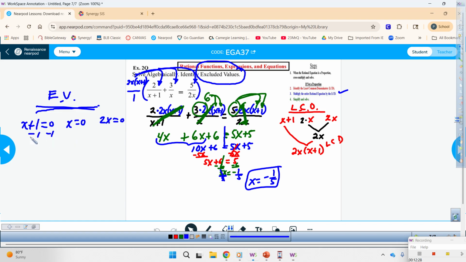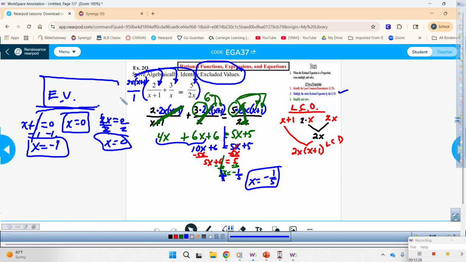And we solved. Minus 1, x equals negative 1. This one's already solved. Divide by 2. X equals 0. But we already have it. We don't repeat it. So my excluded values are 0 and negative 1. Are any of those the answer over here? No. Send that in, please. I want to see your notes.